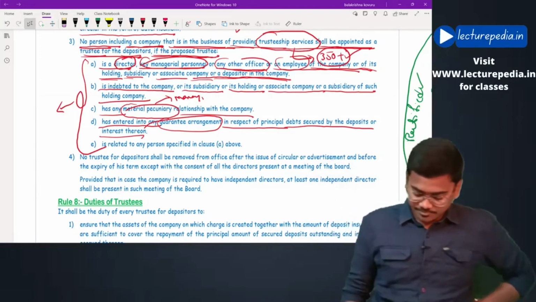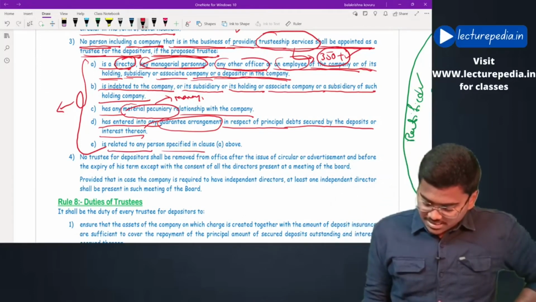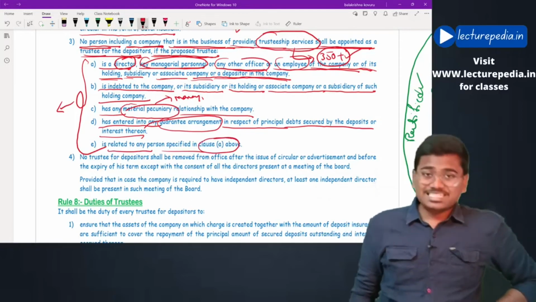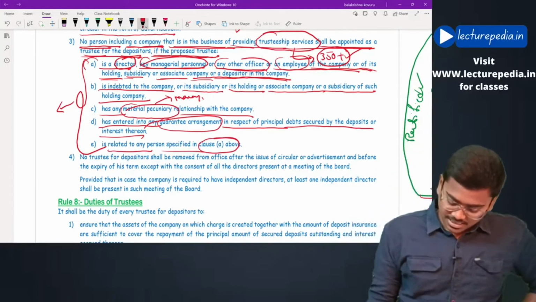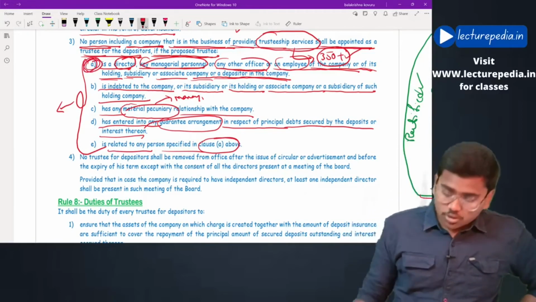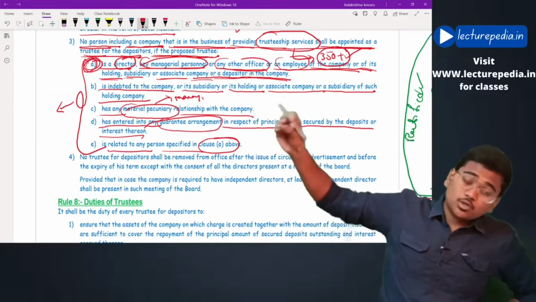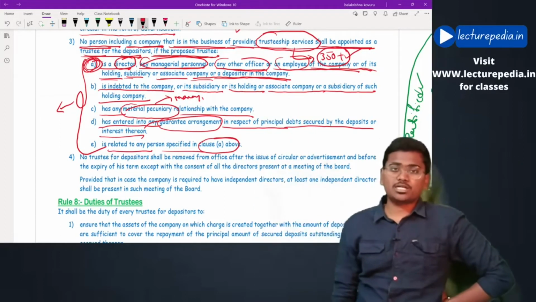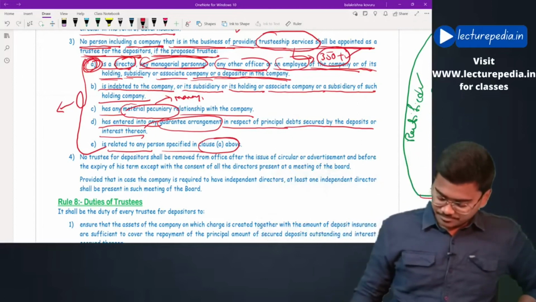Hope this is clear. Next, is related to any person specified in clause A above. If that person is a relative of those persons specified in clause A, even those relatives cannot be appointed as trustee. Hope this is clear.